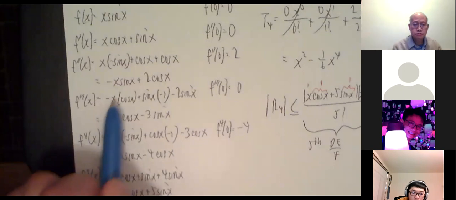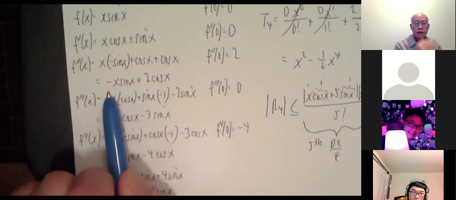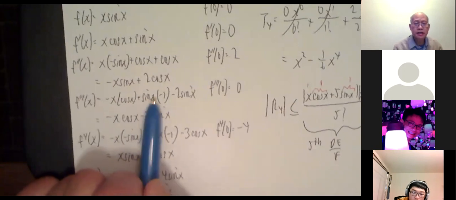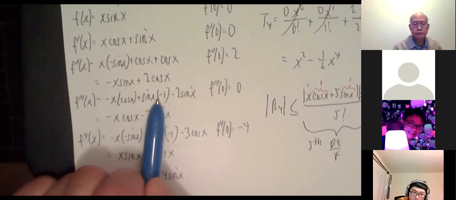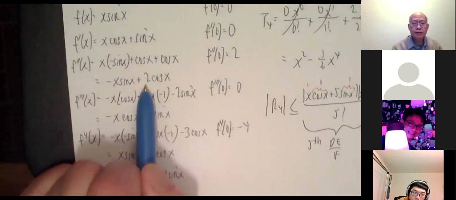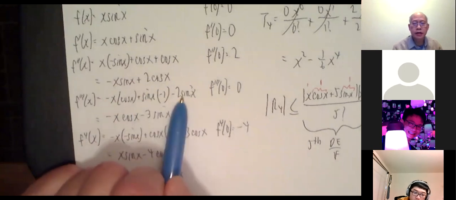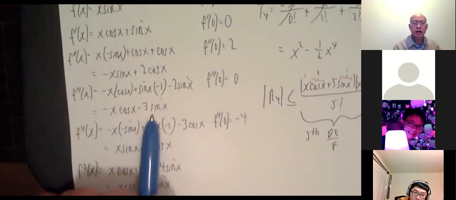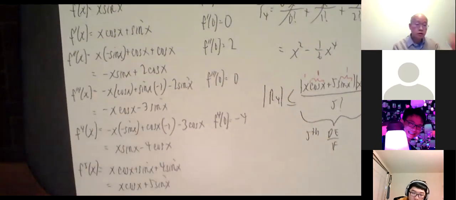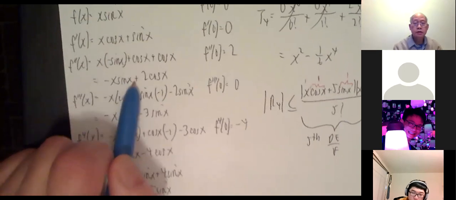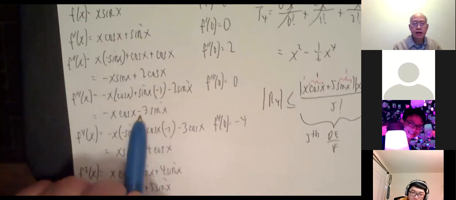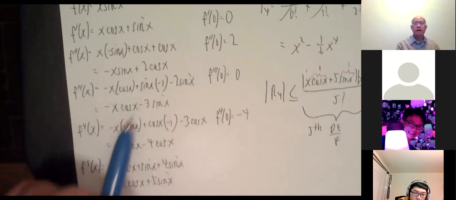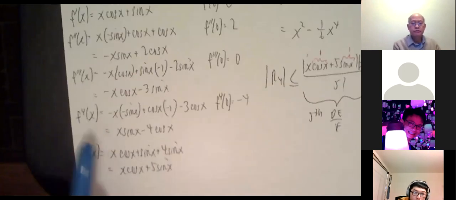Triple prime, product rule. First times derivative of the second, negative x times cosine x, plus sine x times the derivative of the first, which is -1. Then the derivative of 2 cosine x is -2 sine x. Negative x cosine x minus 3 sine x. There actually is a nice pattern. You might notice it's 1, 2, -3, -4, 5, and so on. Anyway, you don't need to know that.